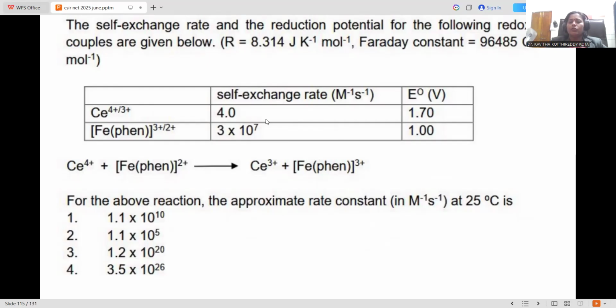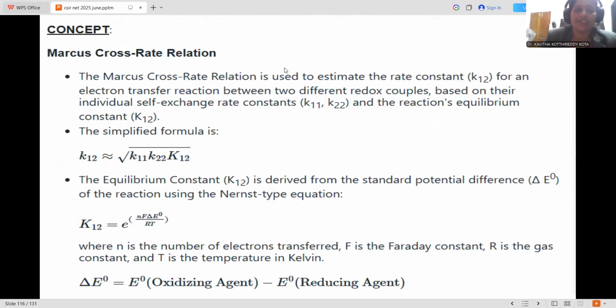So we need to calculate the kinetics of the coordination compounds. Here the question is related to the kinetics, the physical chemistry of the coordination compounds, that we are discussing. The rate constant is to be calculated, in minute inverse, second inverse values, at 25 degrees centigrade. For this purpose, we have the calculation strategy here.